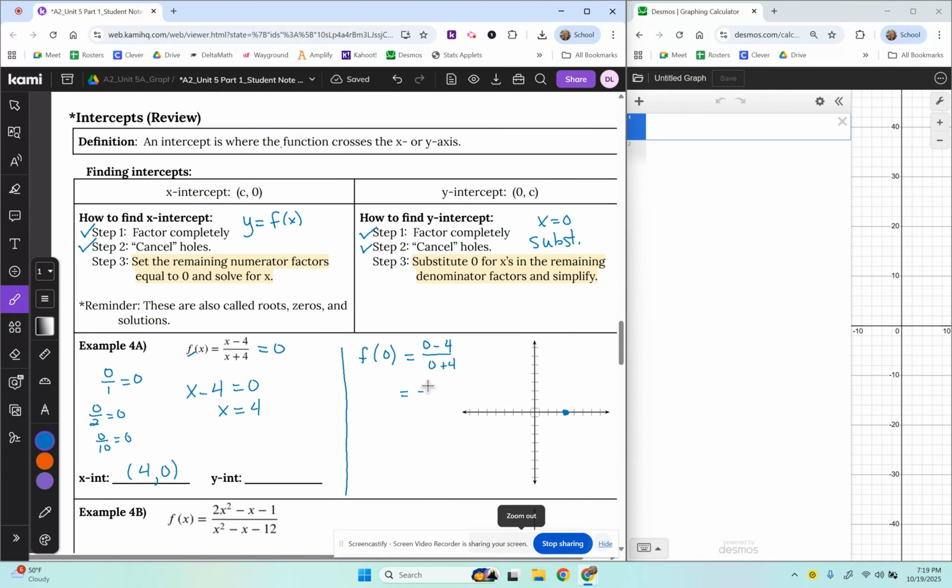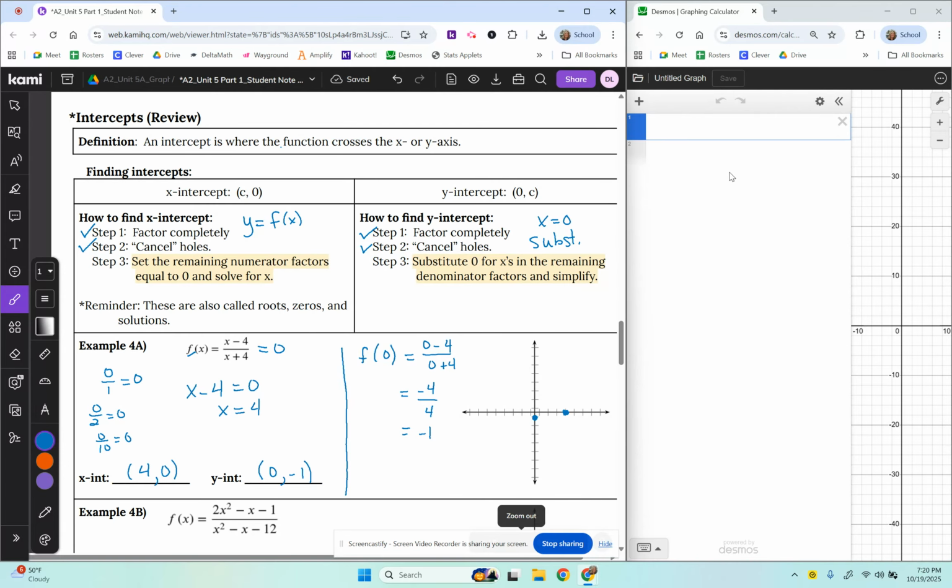0 minus 4 is a negative 4. 0 plus 4 is 4. And then negative 4 divided by 4 equals negative 1. So in this case, I have a y-intercept at negative 1. So I would go to my graph and go down 1. Okay, and then the coordinates for this one would be 0, comma, negative 1. Or if they just asked for the y value, you would say negative 1.